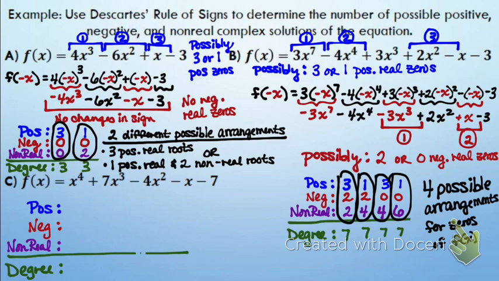How many changes in sign do we have for f of x? 1 change in sign right here. So there has to be 1 positive real root. That is the only option. How many negatives are possible? Was it 3 or 1? 3 or 1. So my non-reals would be 0 or 2, because it has to add up to a degree of 4.